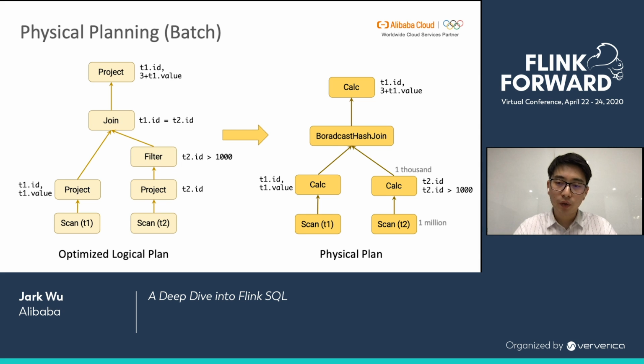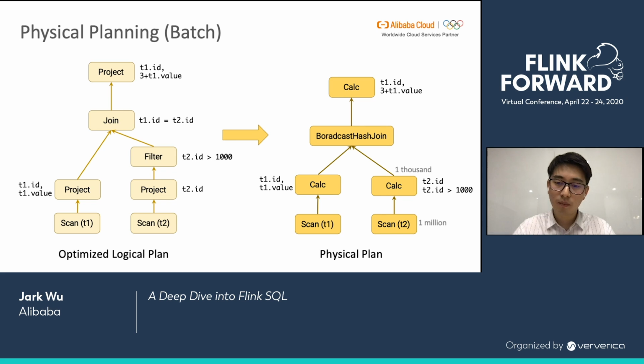And now we already have an optimized logical plan. At the last stage in the optimizer, we will convert the logical plan into a physical plan. A physical plan describes how to conduct the computation. For example, whether it is a broadcast hash join or a sort merge join. I will take batch as an example. So in batch, the join logical node will be converted into all possible physical nodes, including sort merge join, hash join, and broadcast hash join.